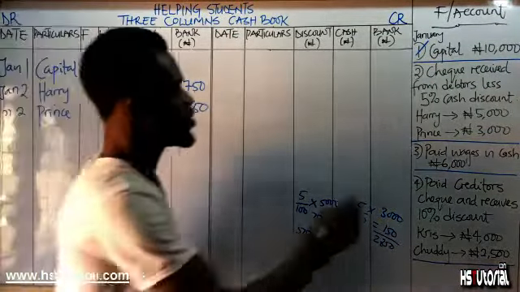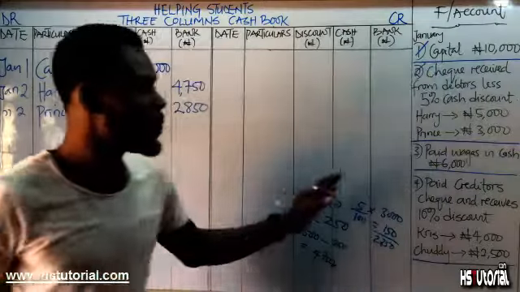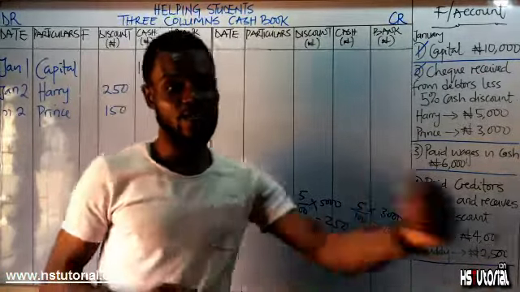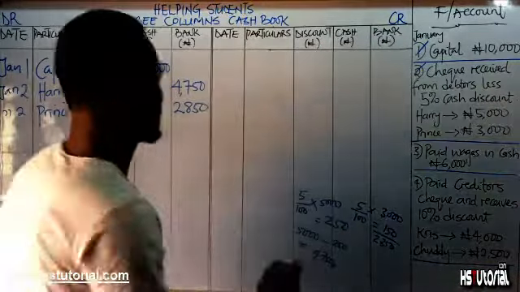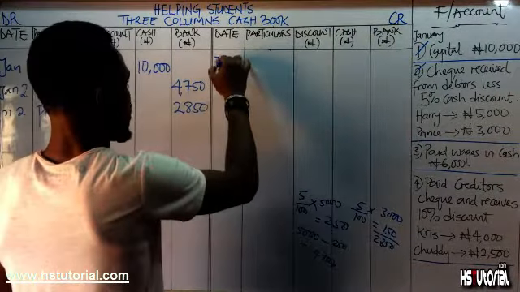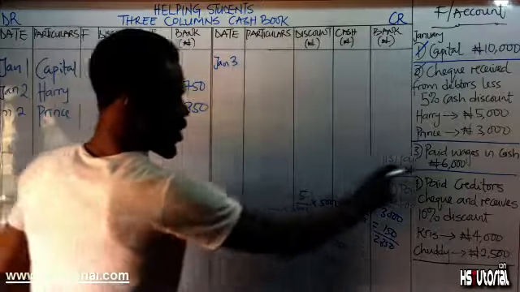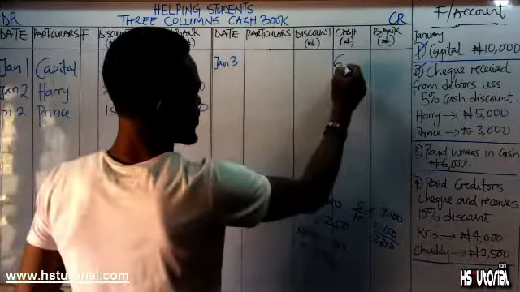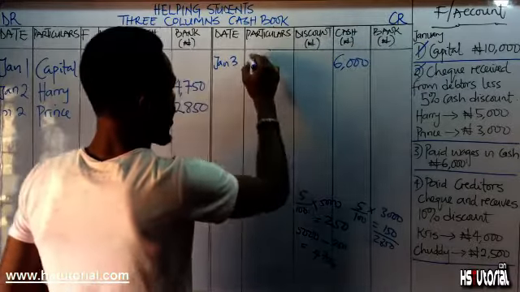So let's move to the next question. It also says, paid wages in cash, 6,000 naira. That means it's an expense. You paid the wages. So we'll come with the same date, January 3rd. We have paid wages, cash. So under the cash section, we have our 6,000. And we have our wages.